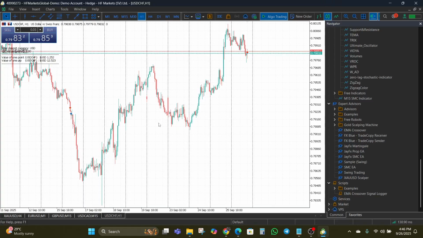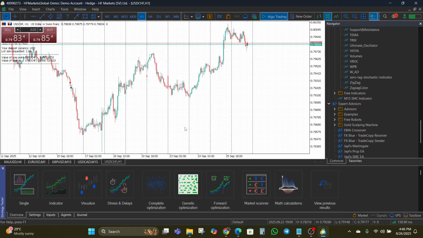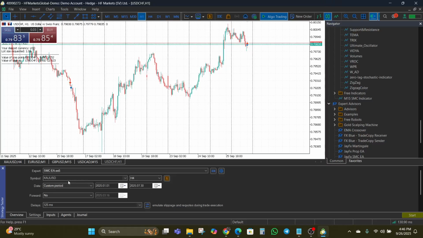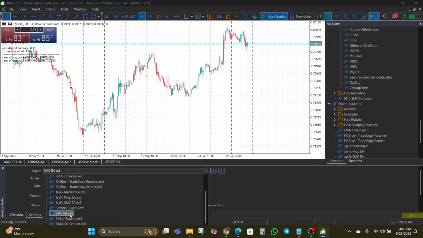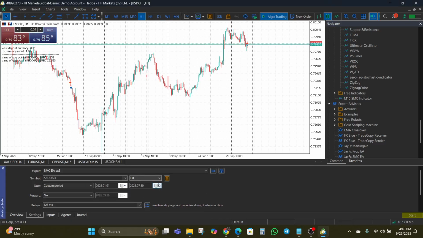On MT5, for example, you can take advantage of the strategy tester and backtest your expert advisor. Let's go to single. You can see expert advisor. You can select the particular EA that you want to backtest, for example. Select your symbol, time frame, and all of that, and then you click on start. It's going to help you, over the period of time that you selected, do a quick backtest on probably how the EA would have performed, given the settings that you inputted here.